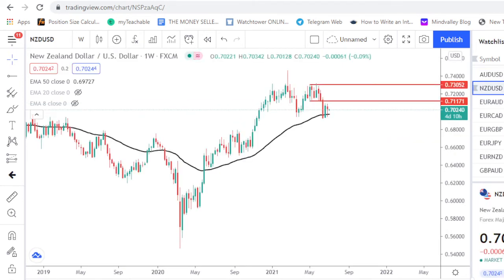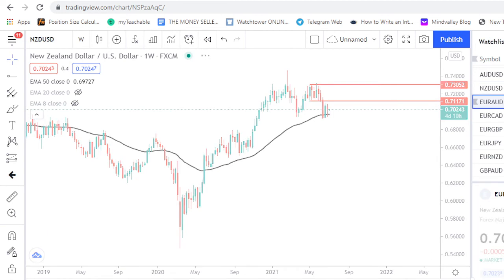Okay, the same goes for Aussie USD and NZD USD. It also looks uptrending. The major direction looks uptrending, but we had some push down a couple of weeks ago, and now it looks like it wants to continue. So we're going to just wait and see how that also plays out as well.